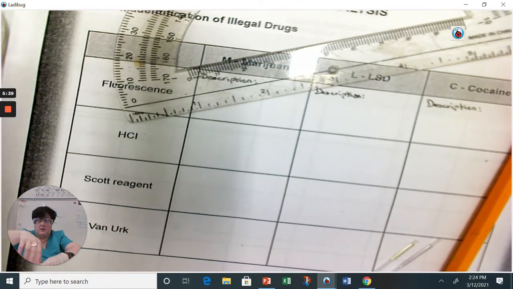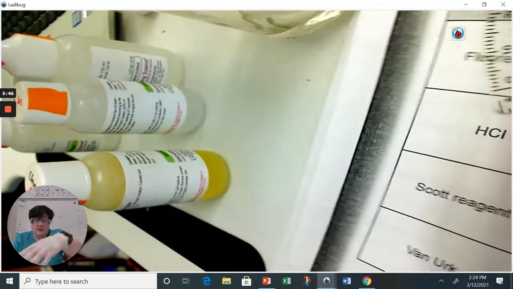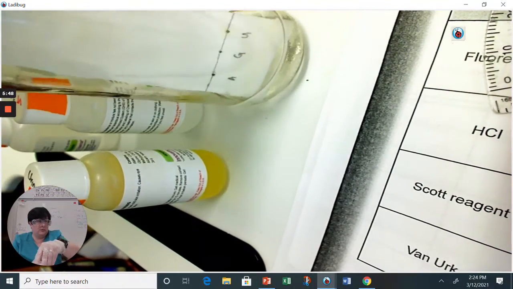I'm going to cap it. Try not to disturb it, so it is in my little vessel.